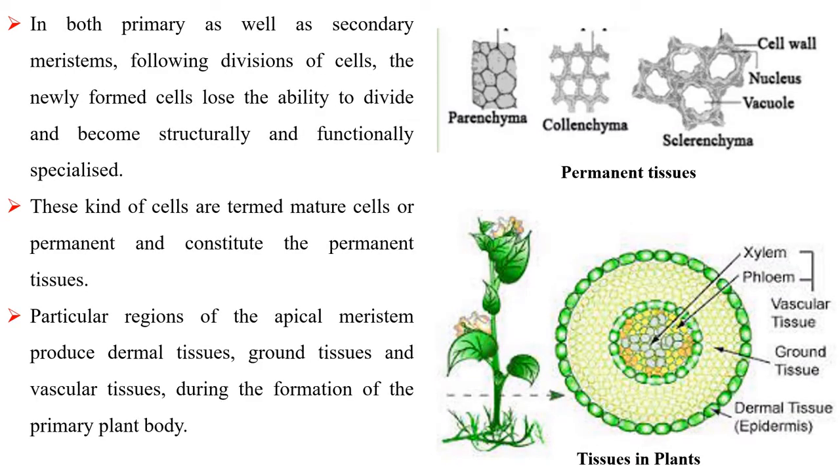In both primary as well as secondary meristems, following divisions of cells, the newly formed cells lose the ability to divide and become structurally and functionally specialized. These kinds of cells are termed mature cells or permanent cells and constitute the permanent tissue. Particular regions of the apical meristem produce dermal tissues, ground tissues, and vascular tissues during the formation of the primary plant body.